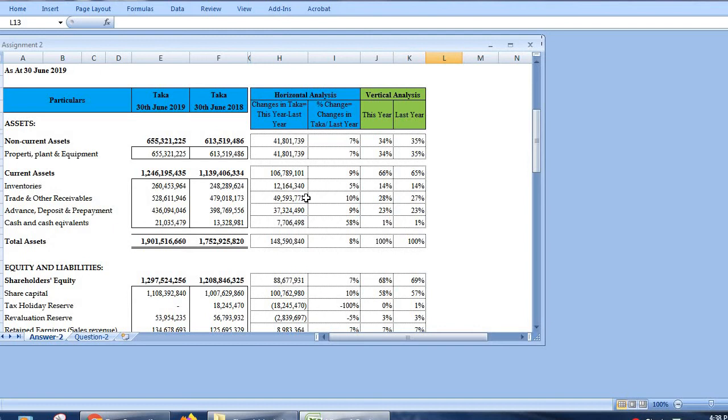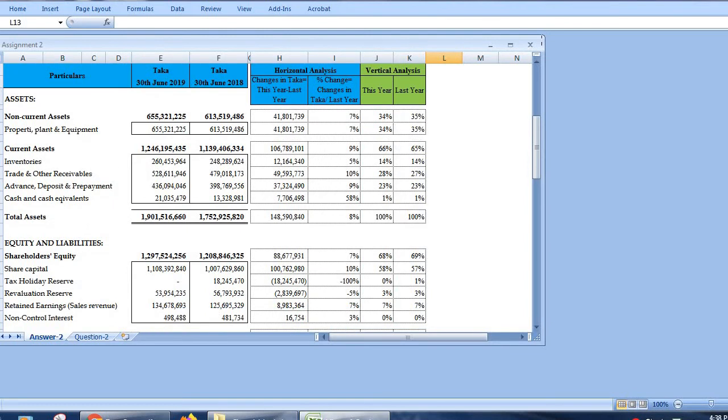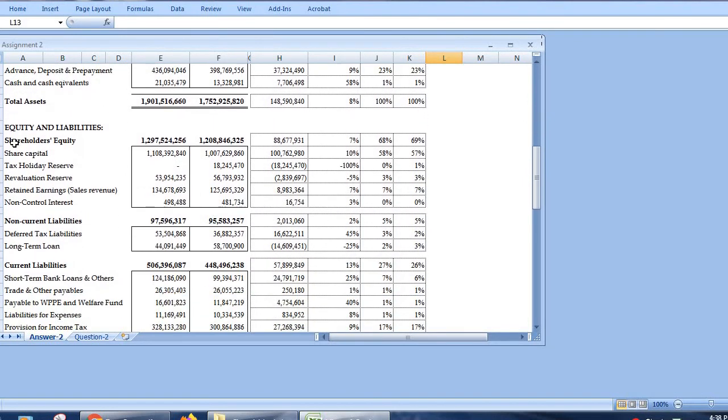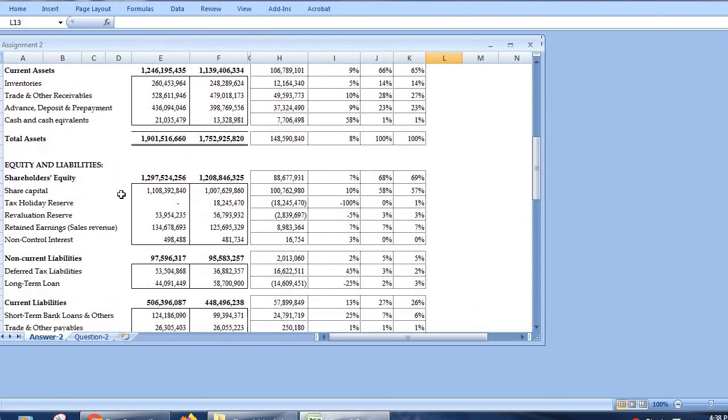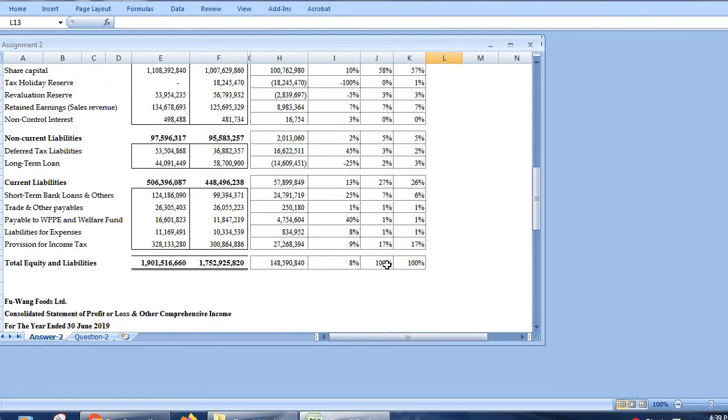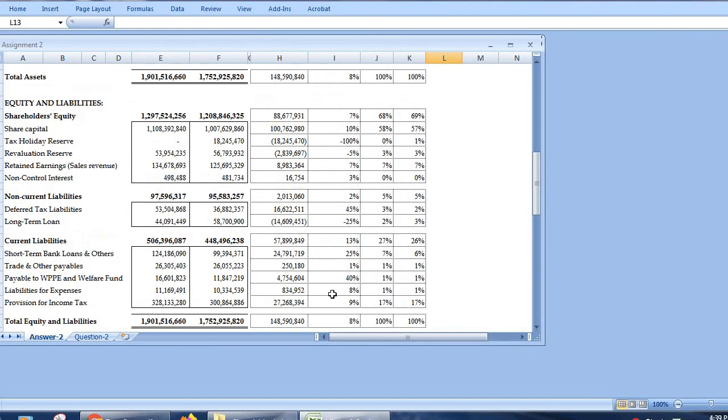The vertical analysis formula for the balance sheet is given below. Vertical analysis for this year and last year. This year assets are 34% and last year 35%, and total assets are 100% and 100%, and they are equal. Equity and liabilities for this year and last year are 100% and 100% and equal. Total equity and liabilities are 100%, like this.